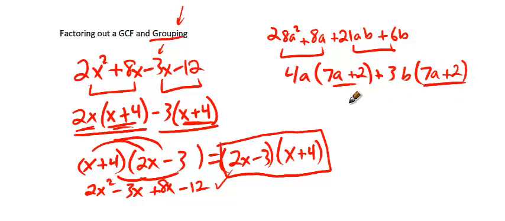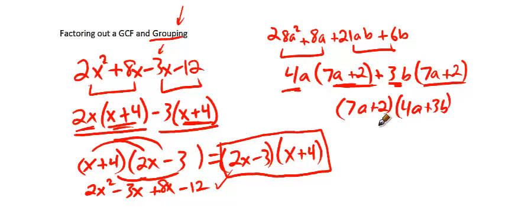Now, 7a plus 2 and 7a plus 2, they have to be the same. If they're not the same, A, it's a typo, B, it might be prime, or C, you just have to make sure that you actually factored it correctly. So what do we have? We have the 7a plus 2 we're pulling out front, and then the leftovers, the 4a and the plus 3b, or the switch of these two. Doesn't matter too much. You can always FOIL it to double check.